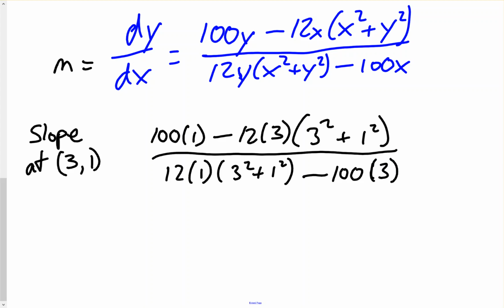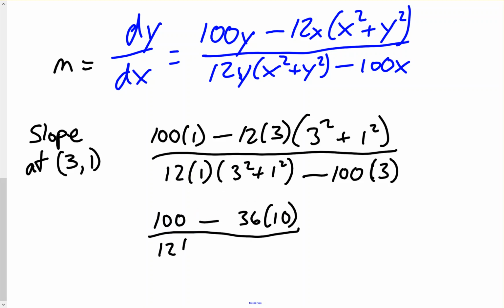Okay, and now we just simplify, PEMDAS rules, obviously. So you could start with inside the parentheses, then we tackle the exponents. Let's take a look. 3 squared is 9, plus 1 squared is 1, so 9 plus 1 is 10. We have 100 times 1, which is 100, minus 12 times 3, that's 36, times 10, over 12 times 3 squared plus 1 squared, so that's another 10, minus 300, right? 100 times 3.